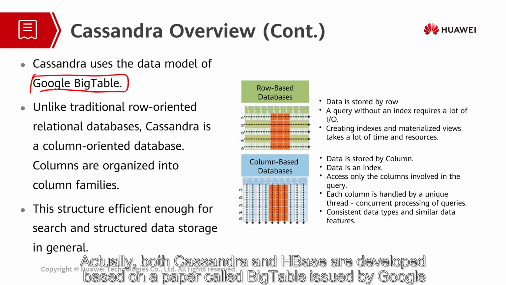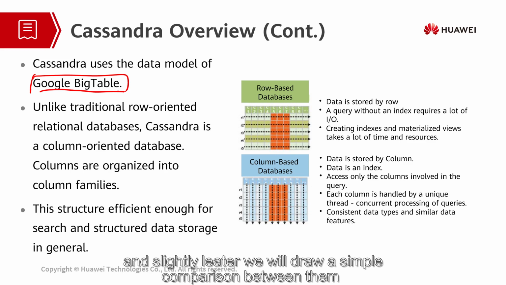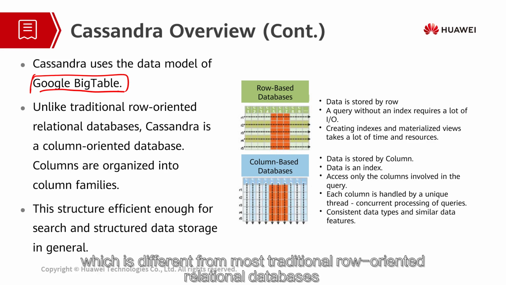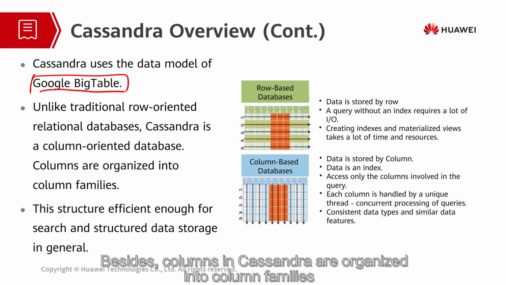Actually, both Cassandra and HBase are developed based on a paper called Bigtable issued by Google, and slightly later we will draw a simple comparison between them. Derived from Google Bigtable, both HBase and Cassandra are column-oriented databases, which is different from most traditional row-oriented relational databases. Besides, columns in Cassandra are organized into column families.